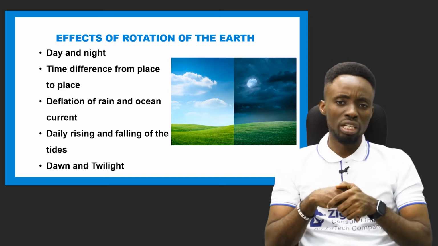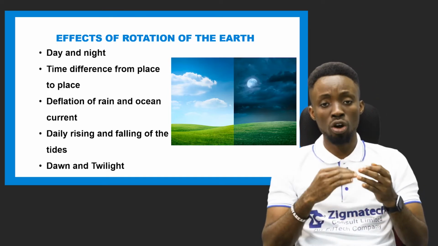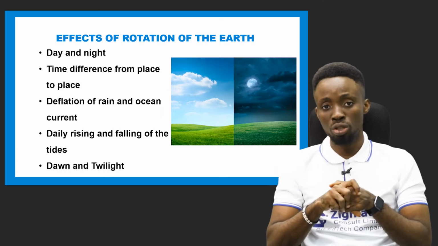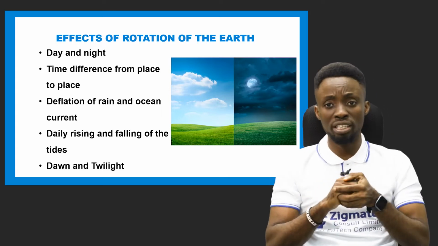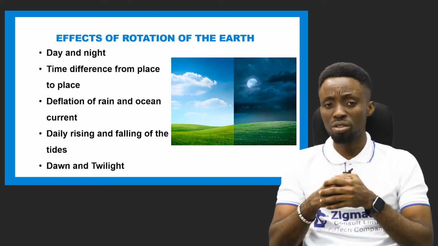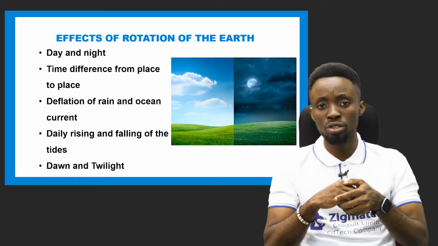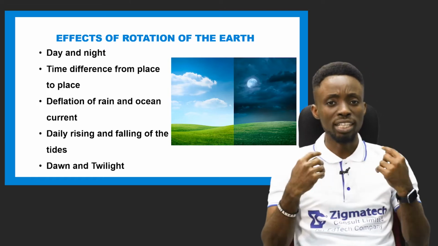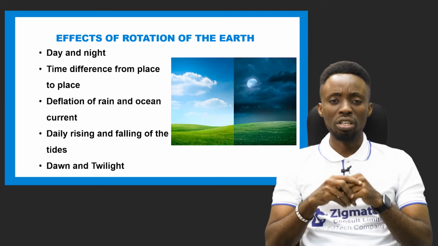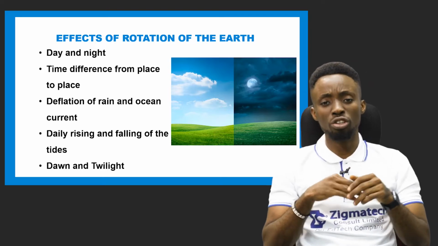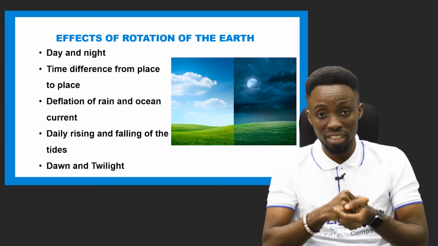And due to the Earth's rotation on its own axis, we have what we call deflection of wind and ocean current. You see that in the northern hemisphere they are deflected to the right and in the south to the left. And this is actually called Ferrel's law of deflection, and it's caused by the rotation of the Earth. And another effect that the rotation of the Earth causes is the daily rising and falling of the tides.